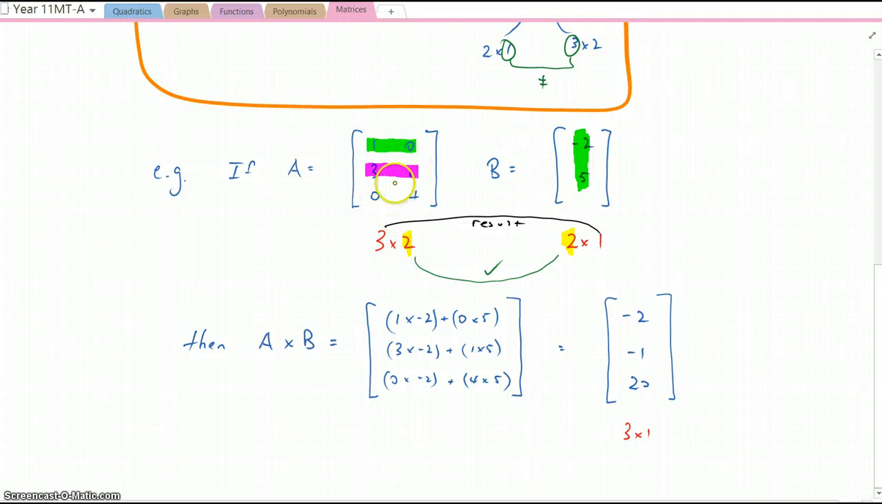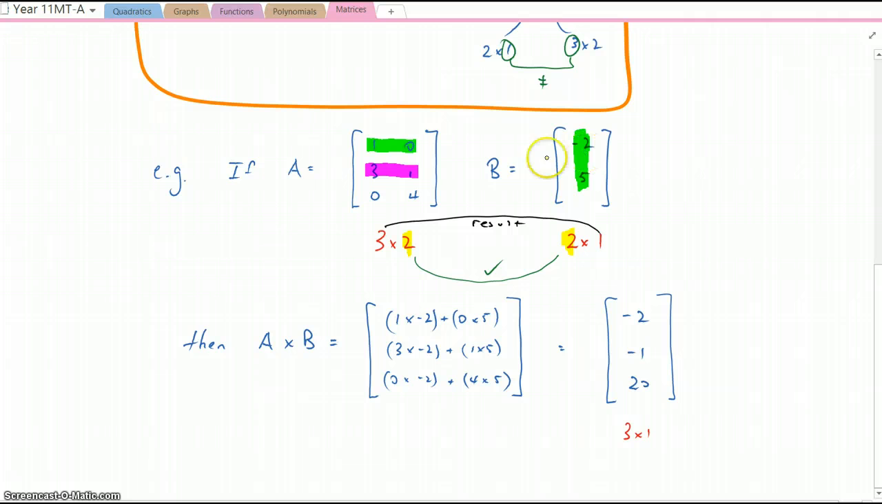Here are my matrices A and B. I've got 1, 0, 3, 1, 0, 4 here, and minus 2, 5 for B. A is a 3 by 2 and B is a 2 by 1. So a 3 by 2 and a 2 by 1. Our result is going to be a 3 by 1.